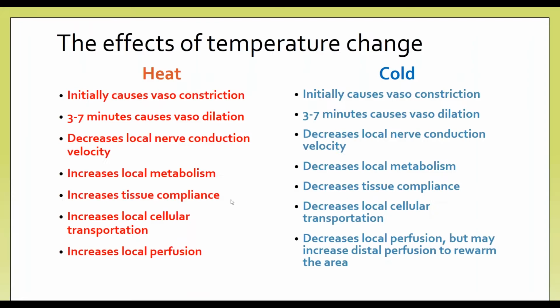Hot versus cold. They both initially cause vasoconstriction. If you touch a hot stove, bring your hand back and look at it, it's going to be white where you hit the stove. And white-colored skin is vasoconstricted. In about 3 to 7 minutes, vasodilation is going to kick in. Now, the body doesn't really sense whether it's heat or cold that much. It senses the intensity of it, how far it is away from normal body temperature. That intensity is what triggers all this.